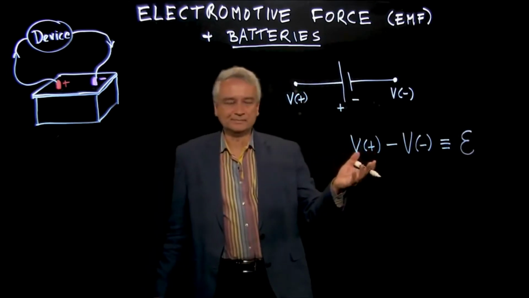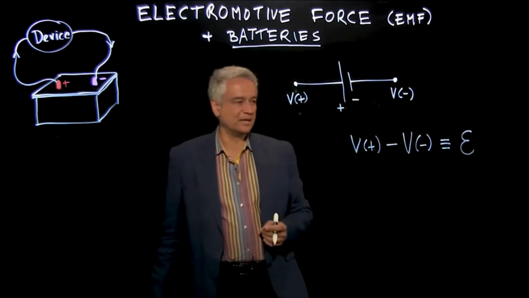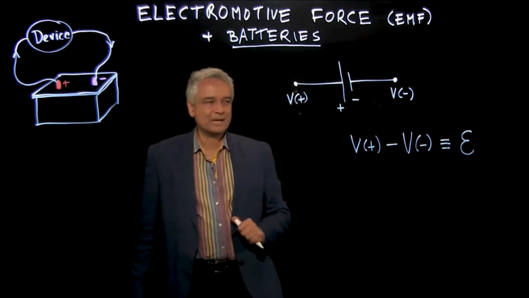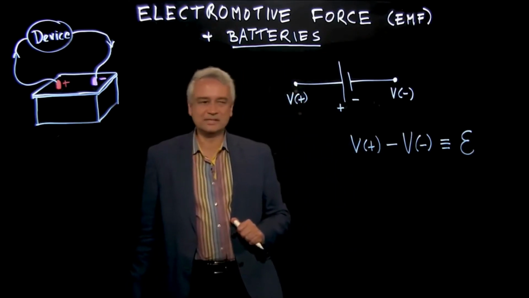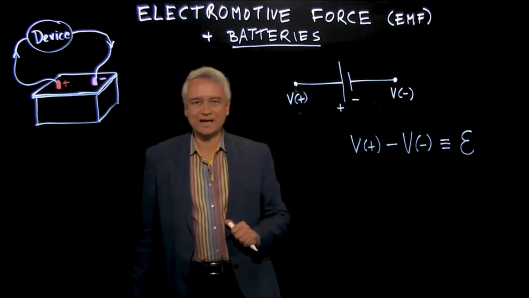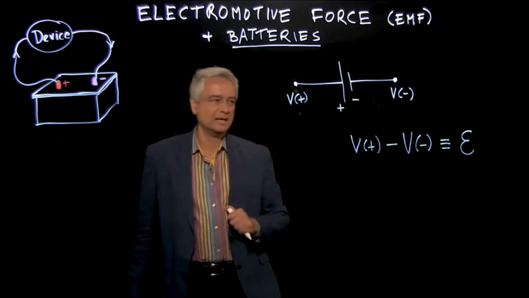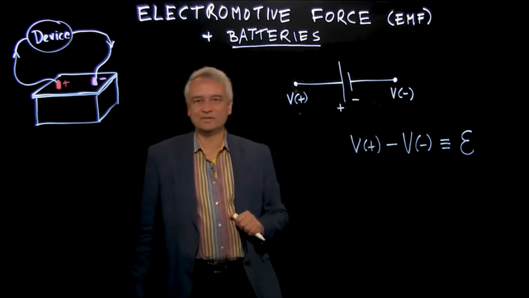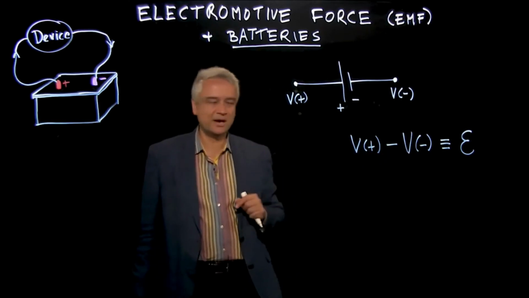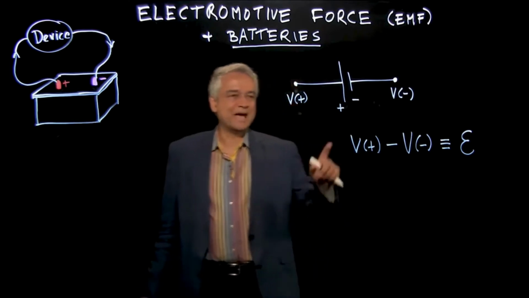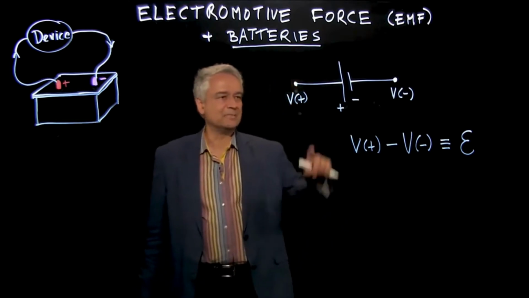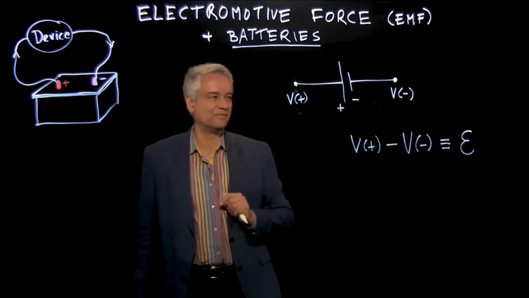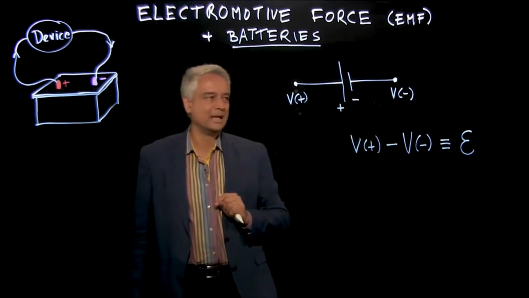We need to call it something. We're going to be naming it all the time, so it's good that it has a name. But it's actually a bad name because the electromotive force associated with a battery is not actually a force, it's a potential difference, as you can see from its definition. But we live with the terminology that we have inherited. So a battery is a device that maintains a potential difference between this point and this point, referred to as the electromotive force of the battery.